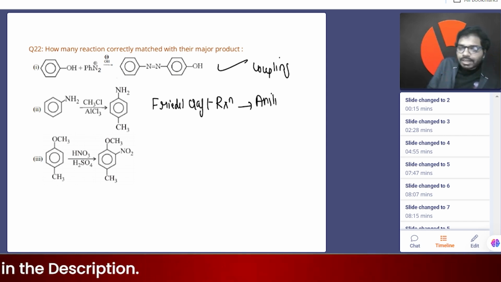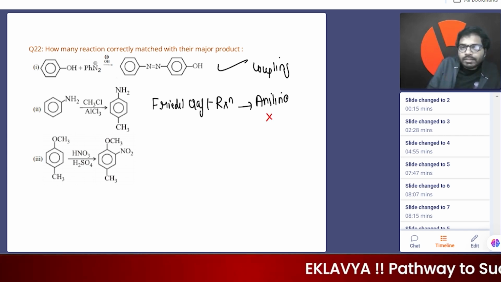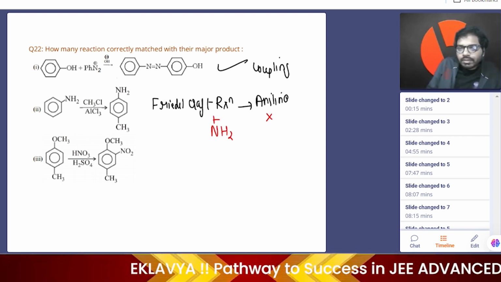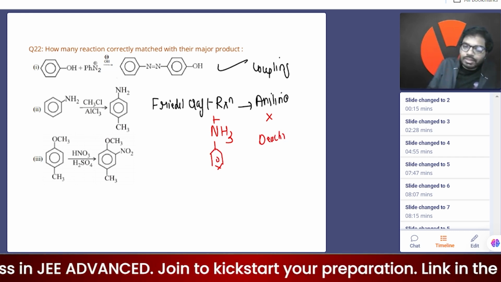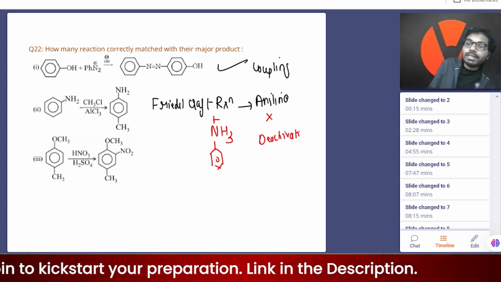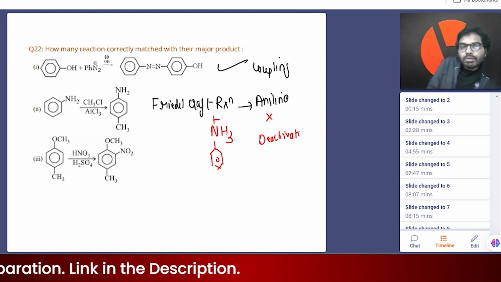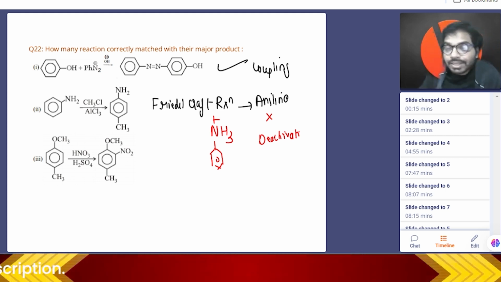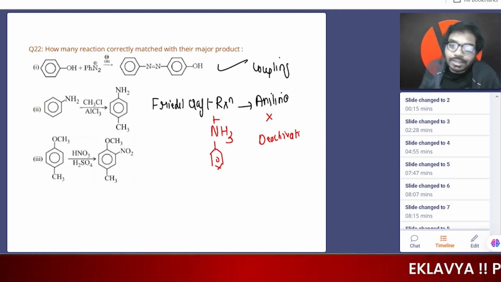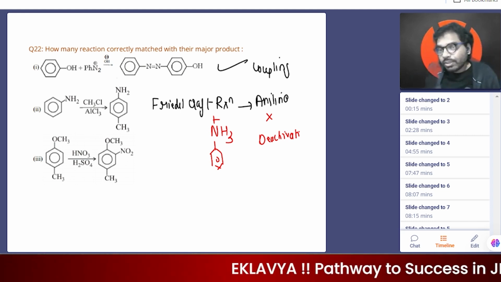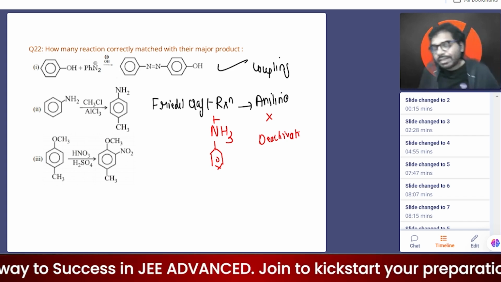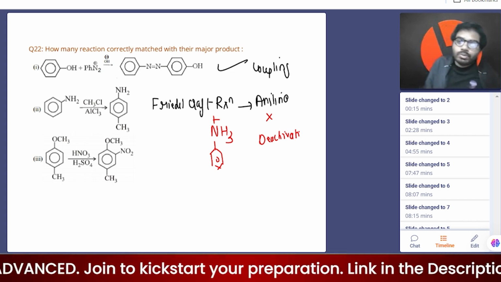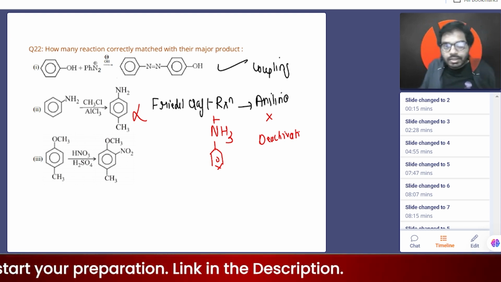So the Friedel-Crafts reaction: aniline will not give the Friedel-Crafts reaction. Why? The reason is that it will form an acid-base salt, and the positive charge will be present here, which is strongly deactivating. It acts as a strong deactivating group, so further product will not form. Aniline will not give the Friedel-Crafts reaction because it is a base, and that is the Lewis acid. So an acid-base reaction will occur and the salt will form, and it will act as a strongly deactivating group. So this particular one is not correct.